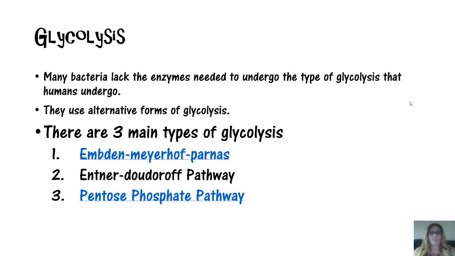Many bacteria lack the enzymes needed to undergo the type of glycolysis that humans undergo. They use an alternative form of glycolysis. There are many more, but we'll only talk about three main types of glycolysis: the EMP glycolysis pathway, the ED pathway, and the PP pathway.